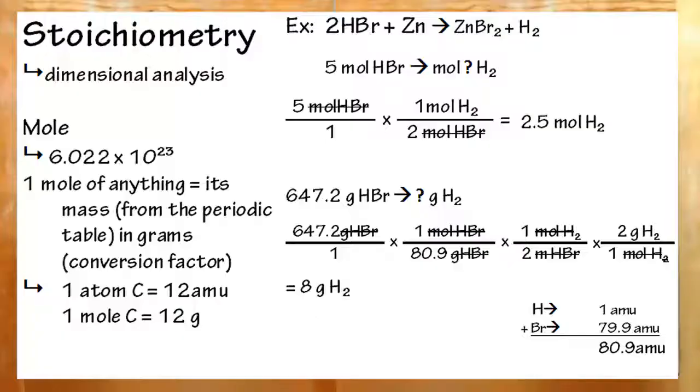To recap, stoichiometry is basically dimensional analysis, except working with a chemical equation. You need to know the mole, 6.022 times 10 to the 23rd of anything, and a mole of anything is its atomic mass in grams. Okay, that's all for now.